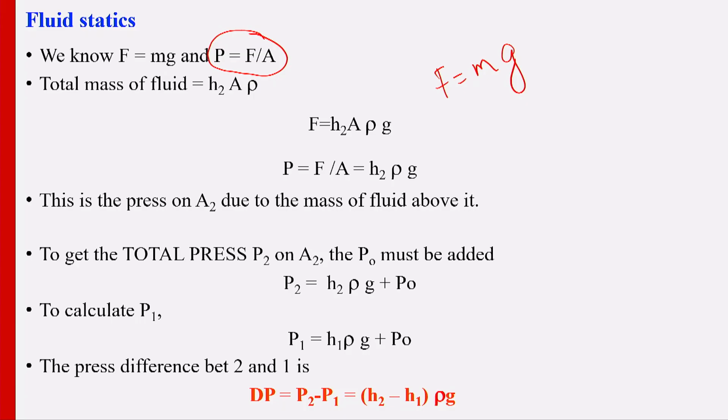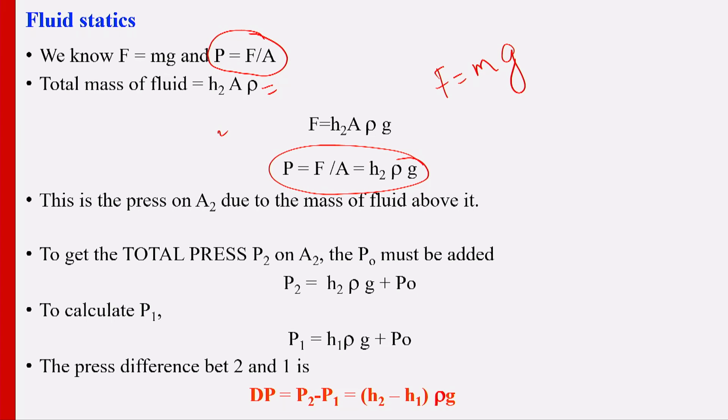The total mass of fluid m, we can write as m equal to H2 A rho. Here H2 is in meters, area is in meter square, and density is in kg per meter cube. So finally we get it in terms of mass of fluid. Again, you substitute: force F equal to P into A, F equal to H2 into A rho g. Then we can write P equal to H2 rho g. We will always use this, the pressure P equal to F by A, or we can use H2 rho g.